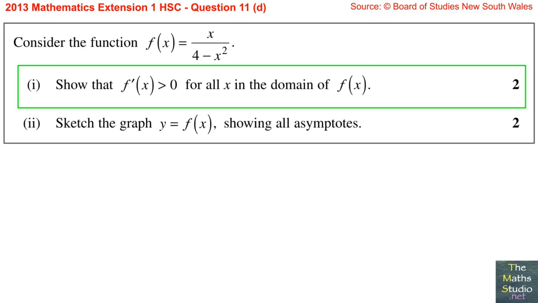Question 11, Part D. Consider the function f of x equals x over 4 minus x squared. Part 1. Show that f dash of x is greater than 0 for all x in the domain of f of x.